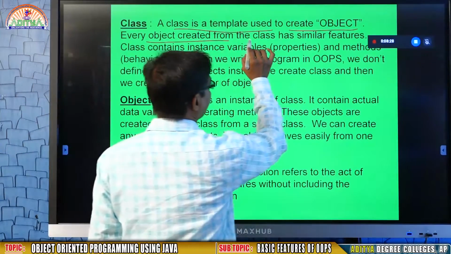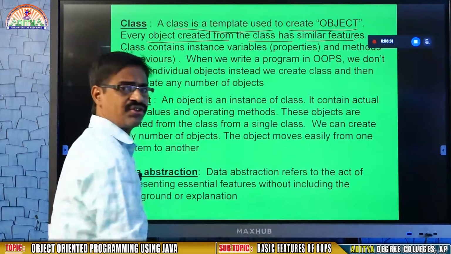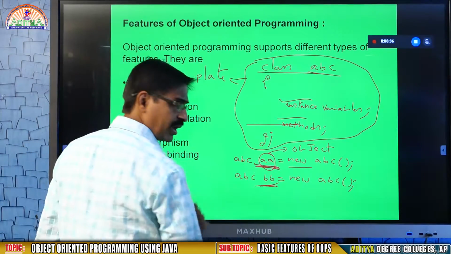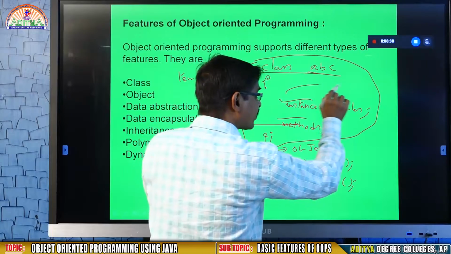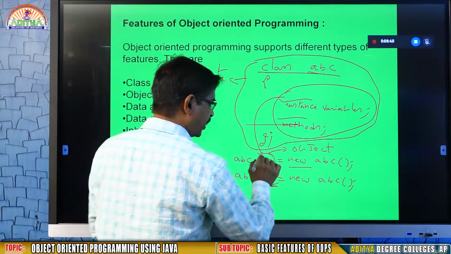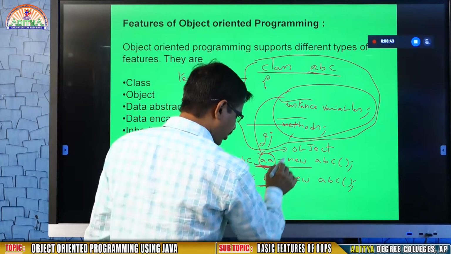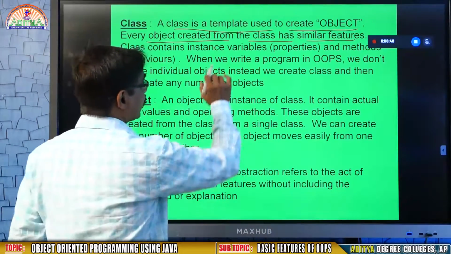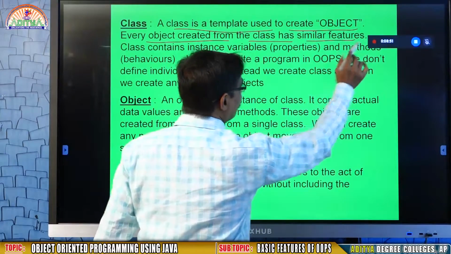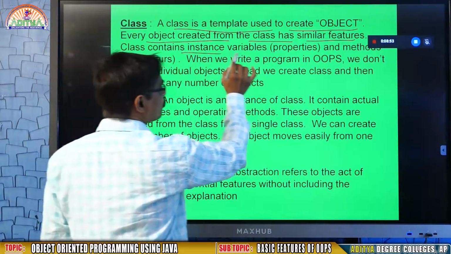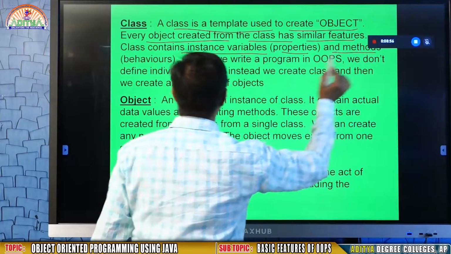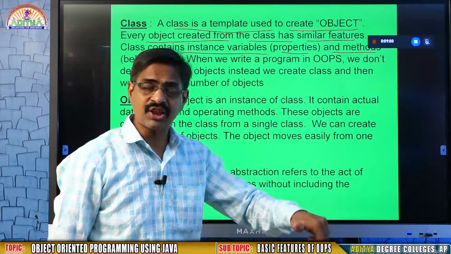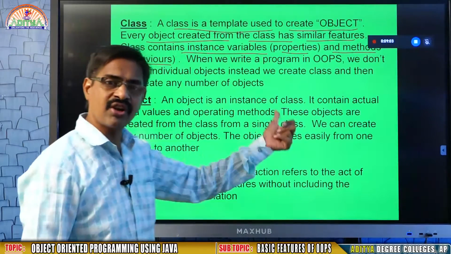Every object created from the class has similar features. For example, here I am creating object A. What does A contain? Everything that is there in the class is copied. Everything is copied into B as well. So, every object created from the class has similar features. A class contains instance variables, that is properties, and methods, that means behavior. Class is nothing but a program. A program contains instance variables and methods.